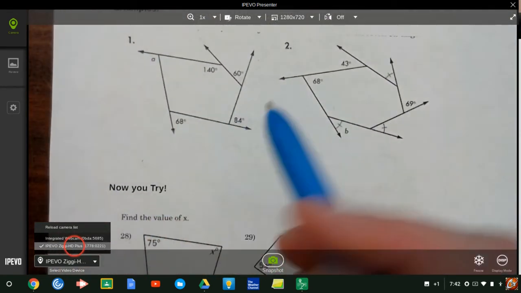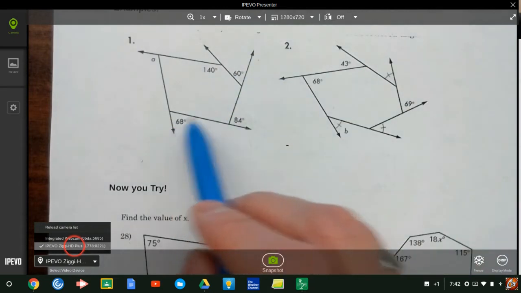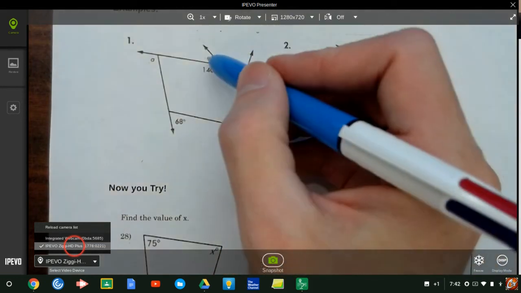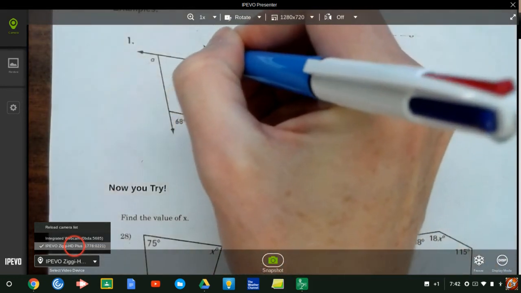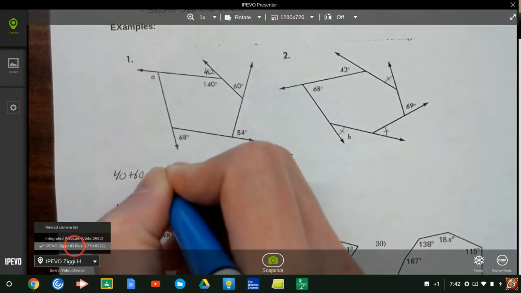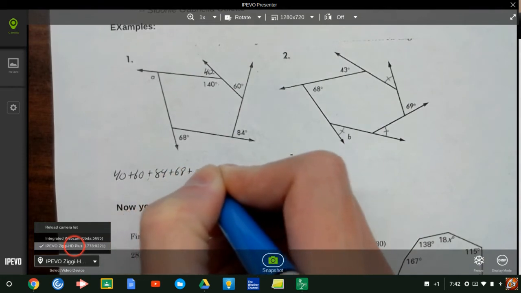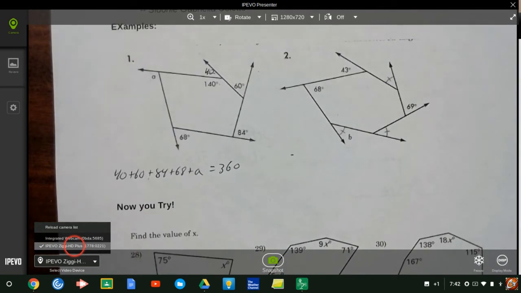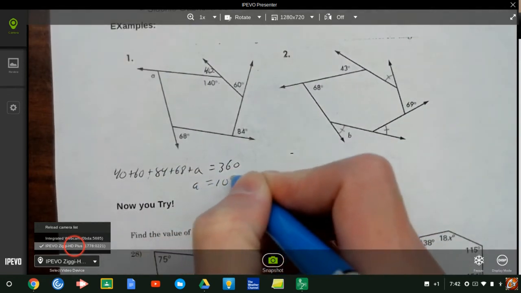How does that work? Well, let's look at this problem. I don't care about how many sides it has. I know that these exterior angles, 1, 2, 3, 4, 5, have to equal 360. I do need to know this last one. So that turns out to be 40 because of linear pairs. So now 40 plus 60 plus 84 plus 68 plus A has to equal 360 because they are the exterior angles. Okay, so that's 40 plus 60 plus 84 plus 68. So minus 360, that's going to give me A equals 108.